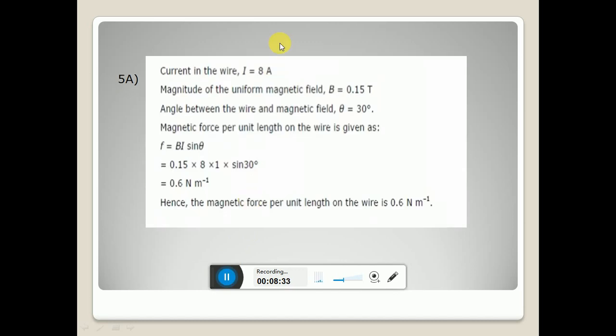So this is the answer for the fifth one. A current of 8 amperes is flowing in a uniform magnetic field of 0.15 Tesla. The wire is making an angle of 30 degrees with the magnetic field. The equation for force on a current carrying conductor is BIL sin theta. Here you are asked to find force per unit length, so force by length will be BI sin theta. If you substitute those values directly, you will get 0.6 Newton per meter.